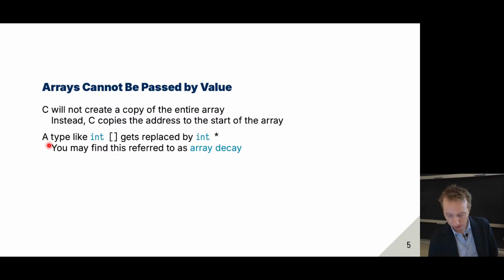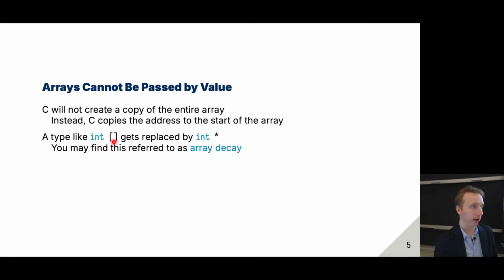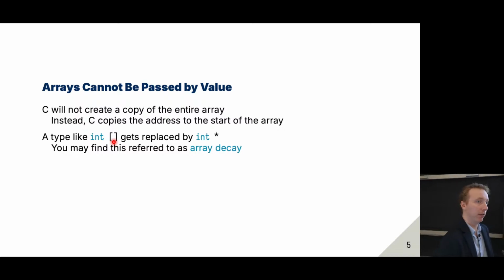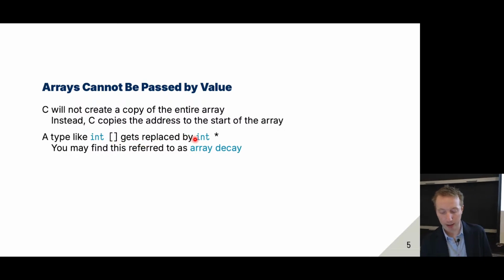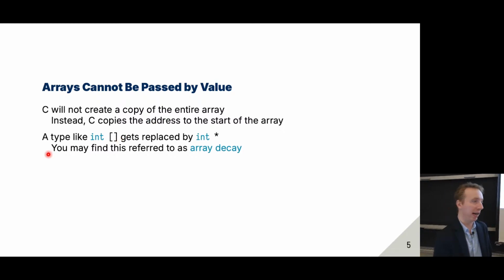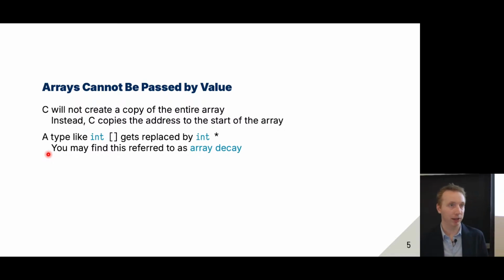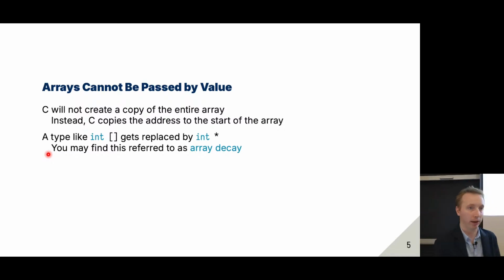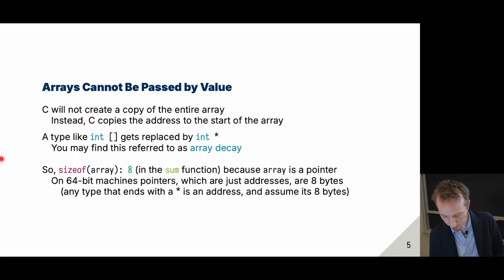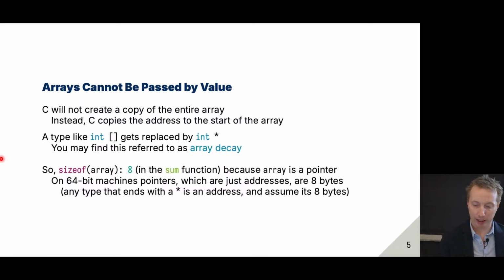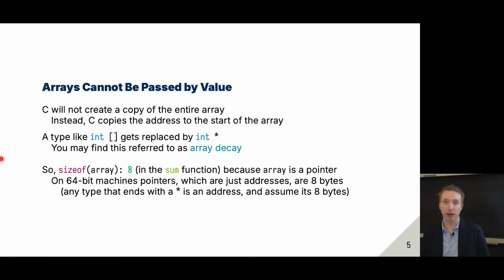So a type like an array of ints, if you pass it to a function, just gets replaced by a pointer to an int. You might find this referred to in some places as array decay. As soon as you use an array outside the function you declare it in, it just gets converted to a pointer, because all C cares about is the starting address of that array. So in this case, we got size of array equals 8 in that sum function because in that function, the argument array is just a pointer.